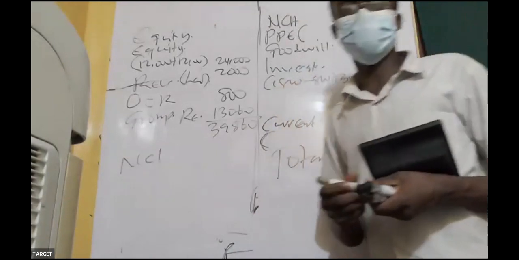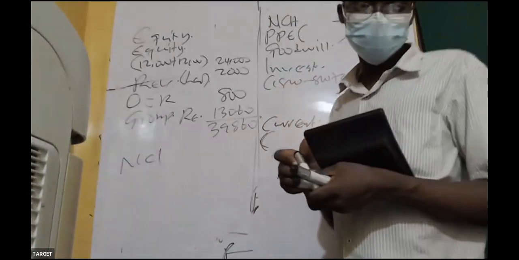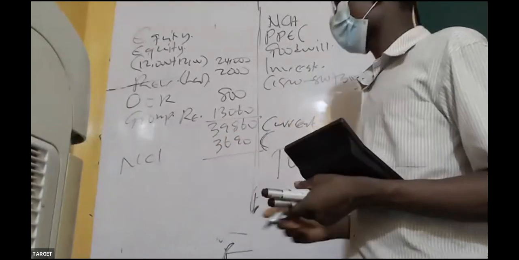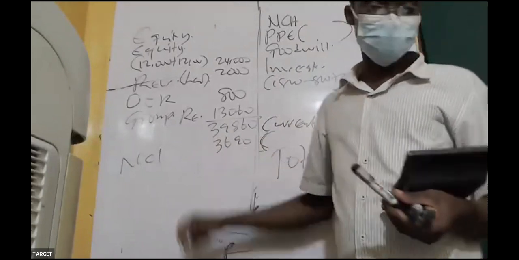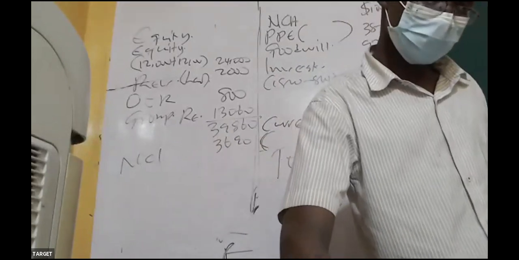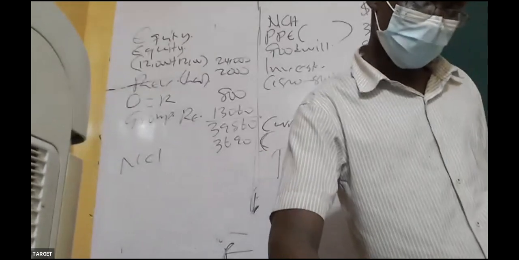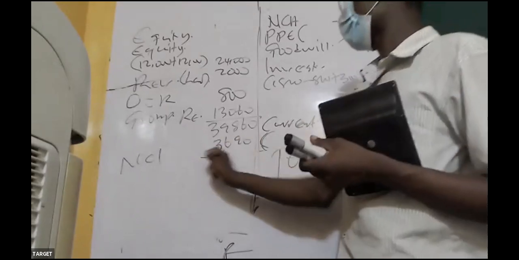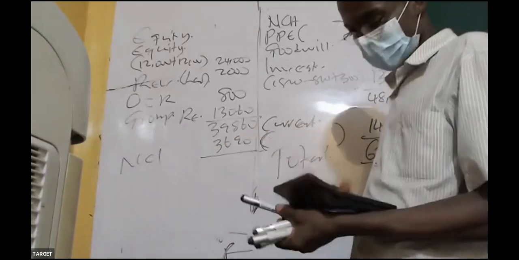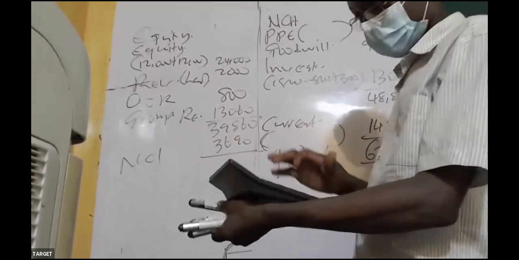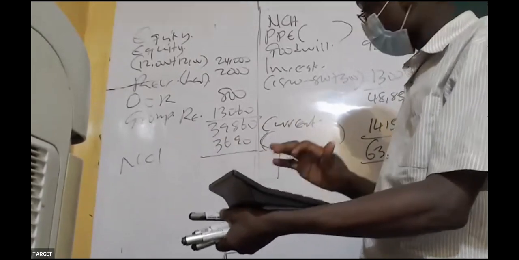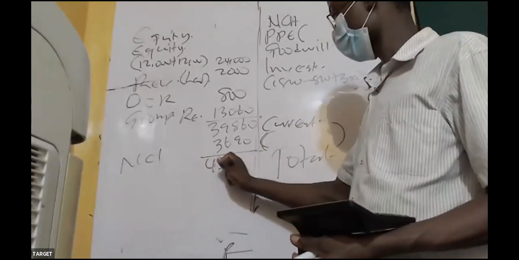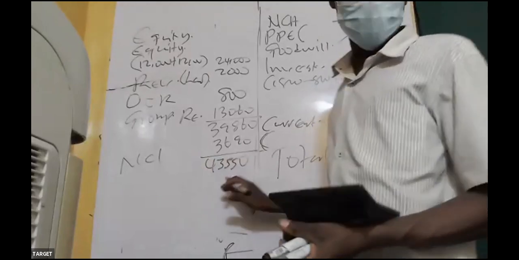Add NCI to it. NCI at reporting, the NCI figure we had was 3,690. At the end of the day, put all of them together, or you leave it and add your liabilities to it. Okay, let's add them and get the total equity. 39,860 plus 3,690 is 43,550, right? Yes. Then that's the total equity.